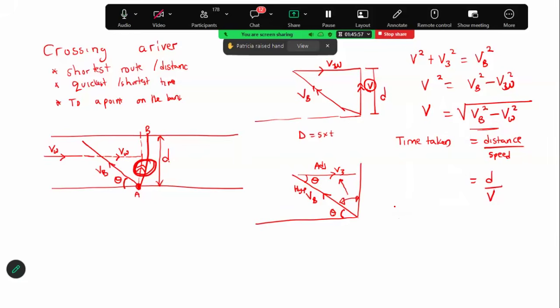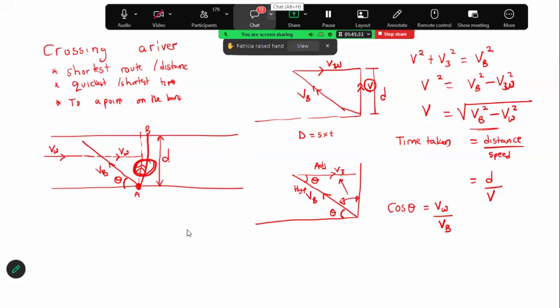So what can we use? You can use cos of theta is equal to adjacent, which is the velocity of water, divided by hypotenuse, which is the velocity of the boat. Now, that's how you can get the course at which you can steer such that you use the shortest route. Sometimes, if they don't call it the velocity of the water, they can call it the current velocity.